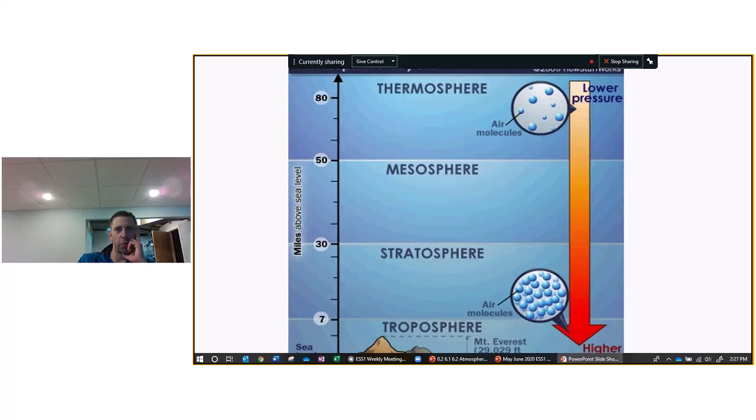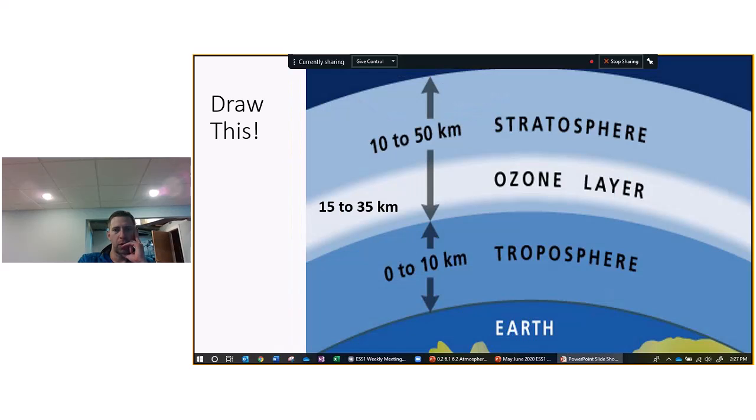Okay. Moving forward, we see in order troposphere closest to Earth, then the stratosphere, then the mesosphere, and the thermosphere. Pressure gets lower and lower the higher you go. I do want you guys to draw this because this gives you, first of all, the important information that the troposphere is first and the stratosphere is second. But also, I want you guys to know where these layers take place. The troposphere is from 0 to 10 kilometers up in the air, so that's about 6 miles up.